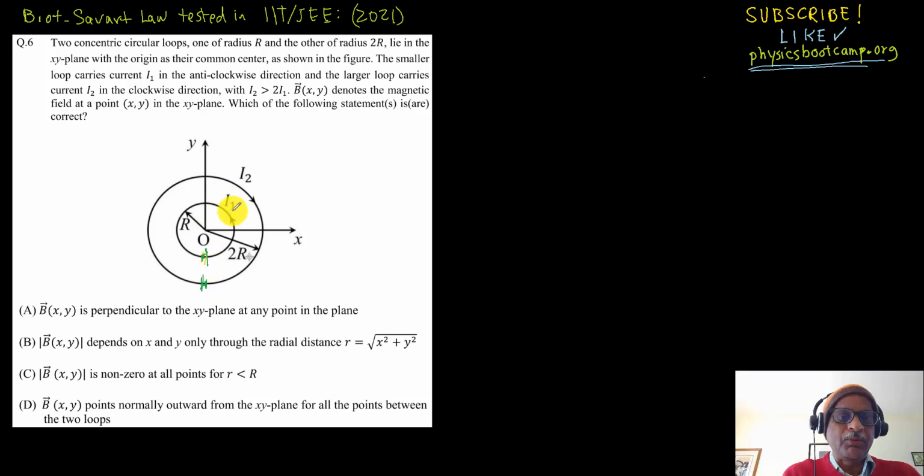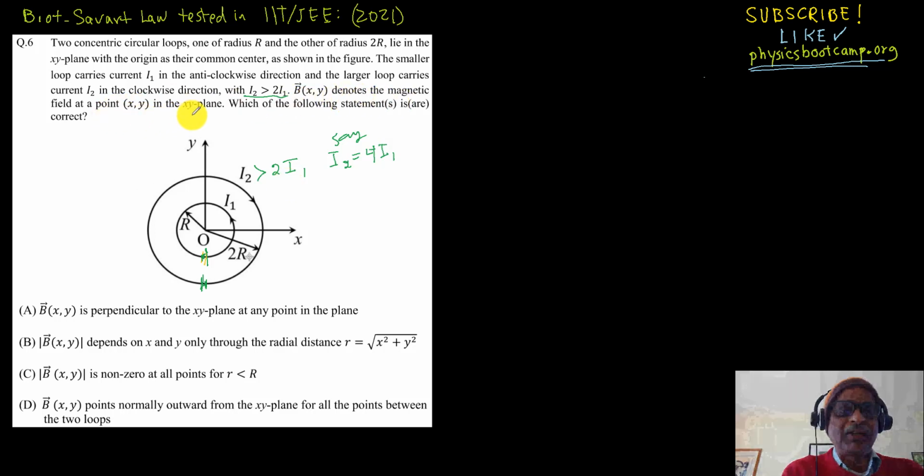So when you have a current I1, the smaller loop is anticlockwise, with I2 greater than 2I1. So this is greater than 2I1. If you wanted to take an example, you can say I2 is 4I1. So you might take an example, and that should help you out.